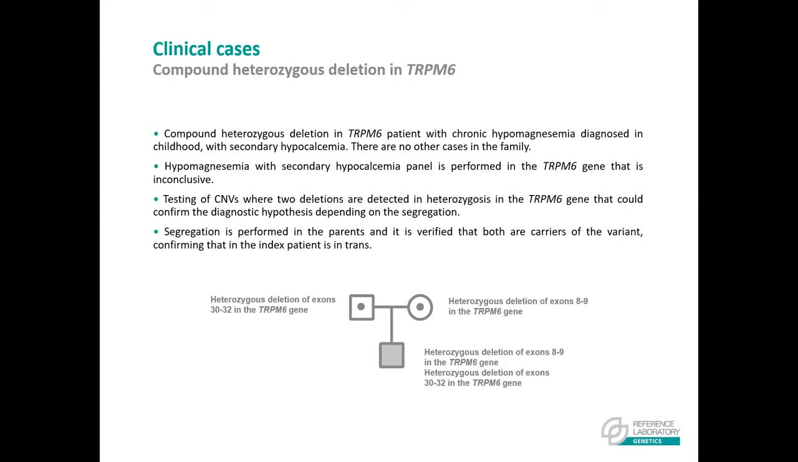In this case, performing the segregation was very important to check whether the variants are in cis or in trans. Additionally, in this case, we do not have a way to prove the CNVs. The data from the parents could help us to confirm their existence. In addition, I would like to highlight that in our database, we have never detected an alteration in these exons, which could lead us to believe that it was real and not a specificity error. When the segregation was carried out in the parents, it was verified that both are carriers of a variant, confirming that in the index patient, the variants are in trans.